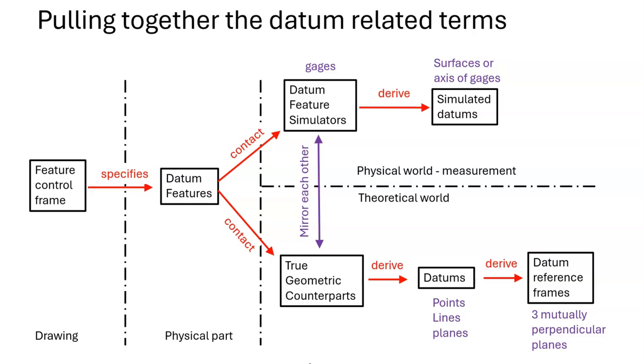Datums are used to establish datum reference frames. A datum reference frame is 3 mutually perpendicular planes. The datum reference frame establishes directions and origins for basic dimensions. The basic dimensions are then used to locate tolerance zones.